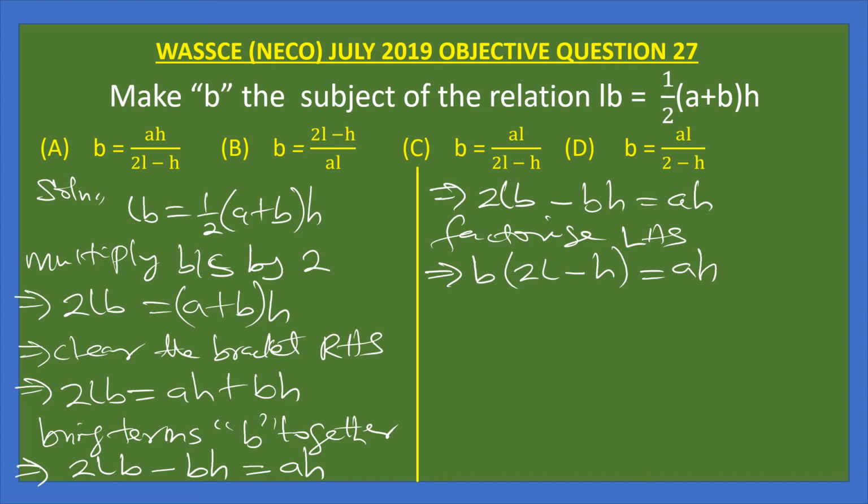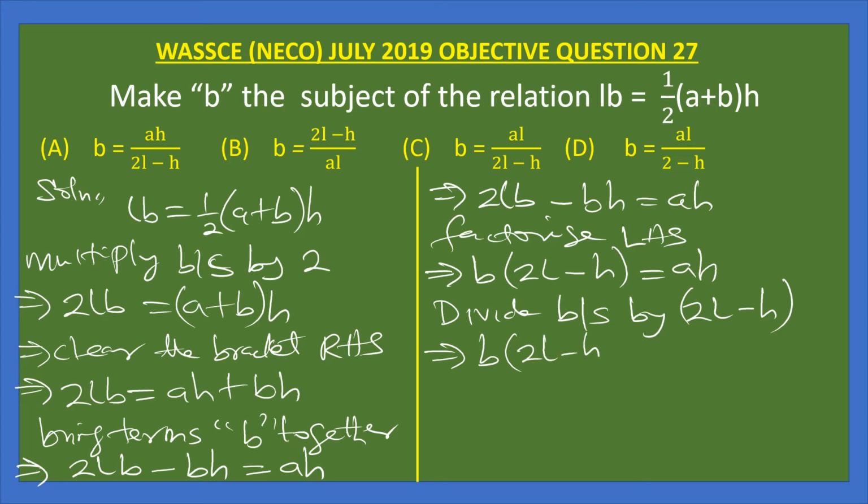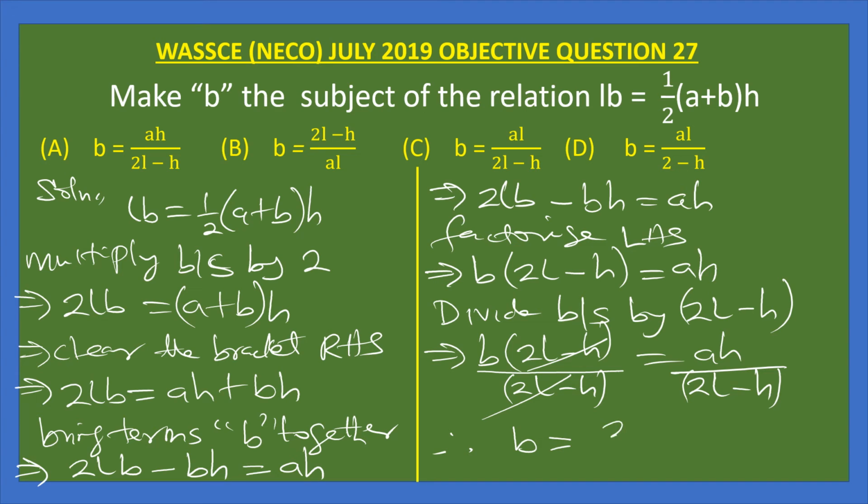Now for B to stand alone, we have to do what? We have to divide both sides by what? 2L minus H, which now gives us B into 2L minus H all over 2L minus H as equal to AH over 2L minus what? H. What will happen? These two will go, and we have our B now as equal to what?